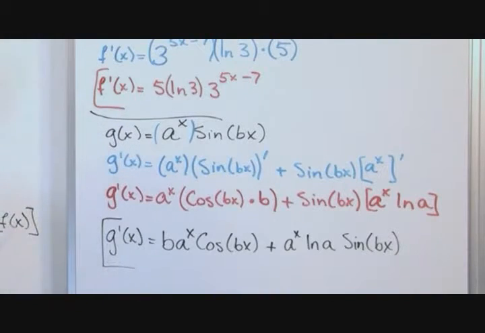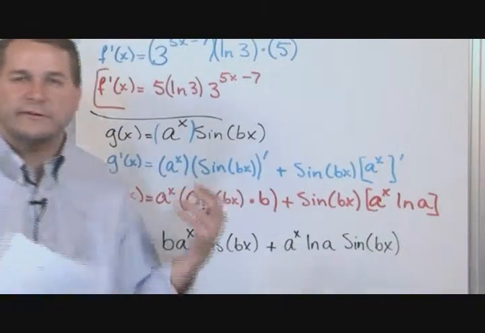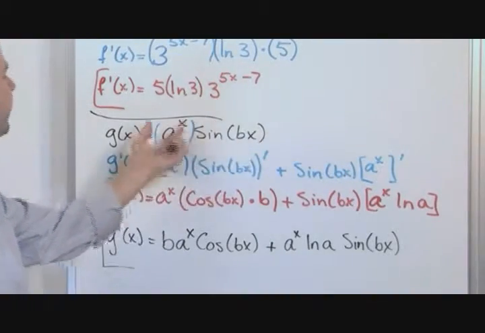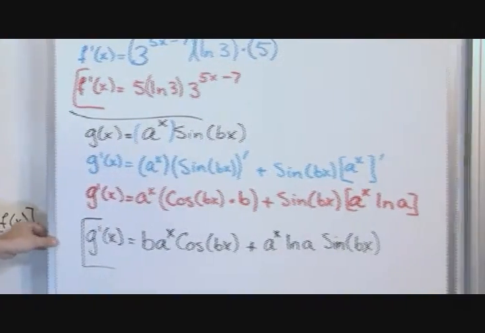And let's just make sure that's right. We have b a to the x cosine bx plus a to the x natural log of a times sine of bx. Looks super duper complicated, right? But it's just a matter of plowing through it. First times derivative of second plus second times derivative of first. And just being methodical, showing all of your steps to make sure that you don't get into trouble.